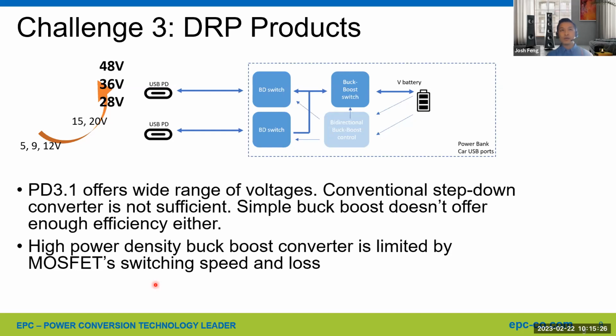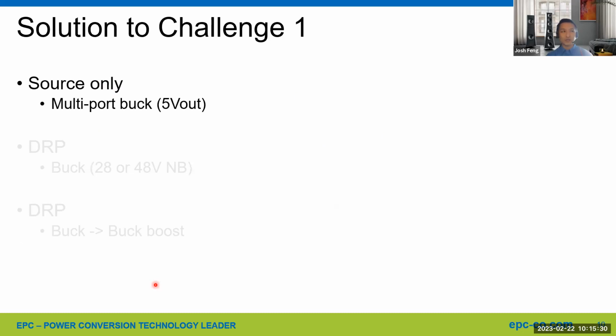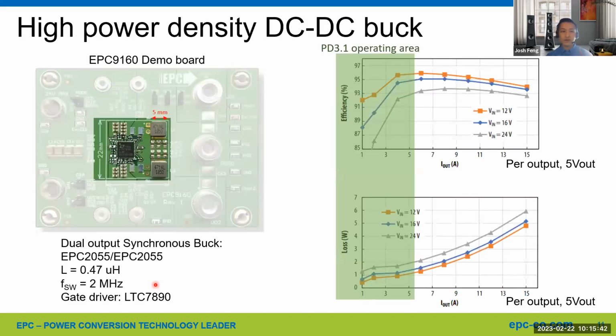Okay, now if I go back to the first challenge, which is the AC adapter with multiple output buck. Typically, in this case, I take 5V as an example. If we were to address this with mid-voltage GaN solutions, you can potentially deliver a very high density DC-DC buck.